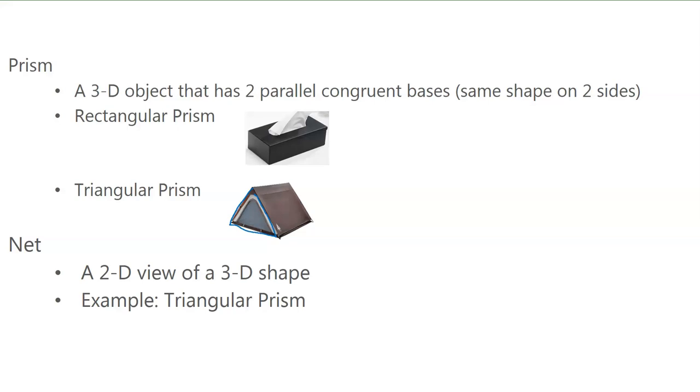Now in order to find the surface area of these prisms, we're going to be drawing nets. And a net is a 2-dimensional view of a 3-dimensional shape. So we kind of take it apart and unfold it, so we can see how many sides and what figures we have. So for example, let's break down the triangular prism.